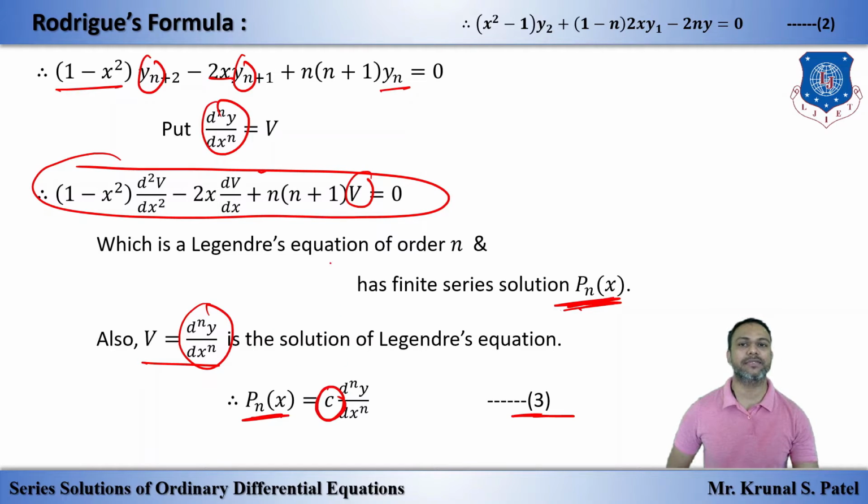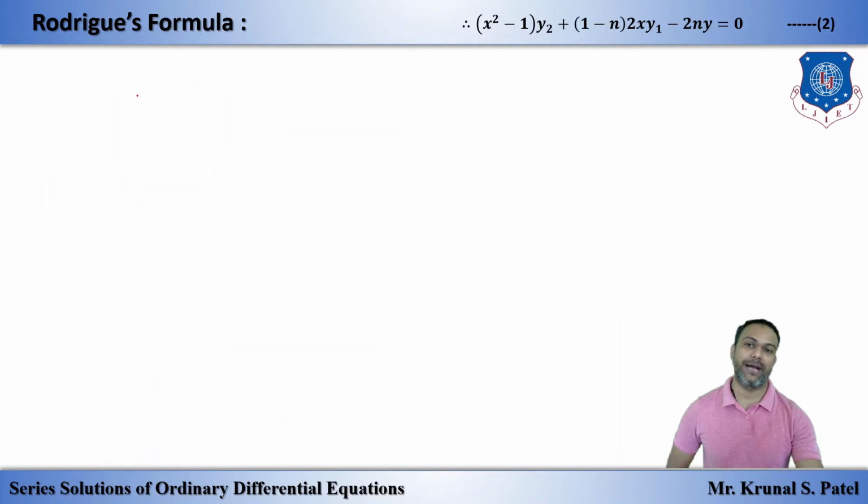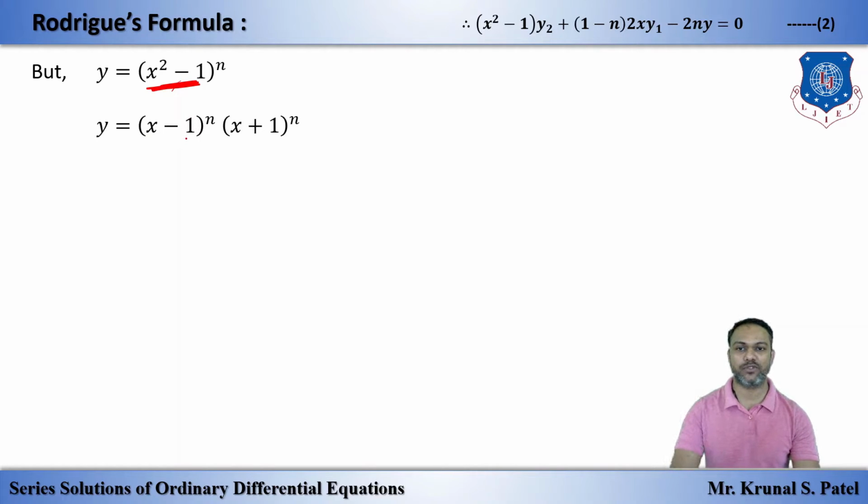How can we find the value of c? So again we will start with the y. So we know what the y is: (x square minus 1) raised to n. Now I can factorize this x square minus 1 as (x minus 1)(x plus 1). So we have (x minus 1) whole raised to n, (x plus 1) whole raised to n.